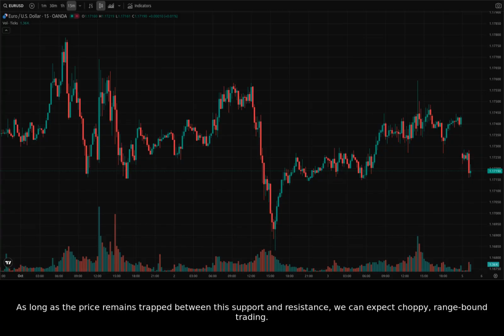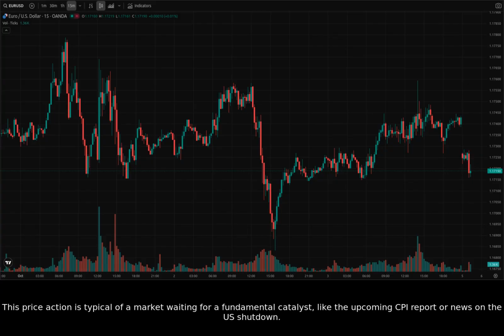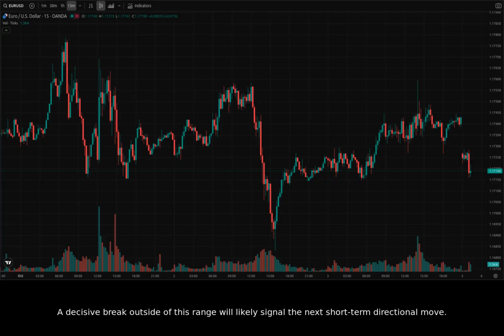As long as the price remains trapped between this support and resistance, we can expect choppy, range-bound trading. This price action is typical of a market waiting for a fundamental catalyst, like the upcoming CPI report or news on the U.S. shutdown. A decisive break outside of this range will likely signal the next short-term directional move. Now, for an even closer look, let's jump to the 15-minute chart for the last trading day.